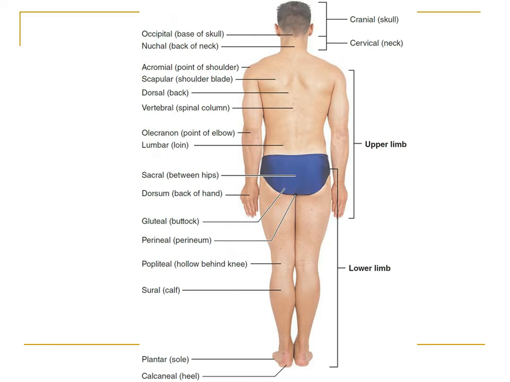Similarly, when you see the body from the posterior side, the base of the skull is known as the occipital region, and the back of the neck is known as the nuchal region. This point on the shoulder, the elevation point, is known as the acromial region, and this region is known as the scapular region. The prominent point at the elbow is known as the olecranon region, and the buttock region is known as the gluteal region. The knee part is known as the popliteal region, and the calf is known as the sural region.